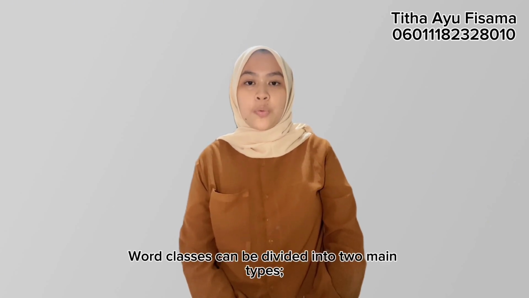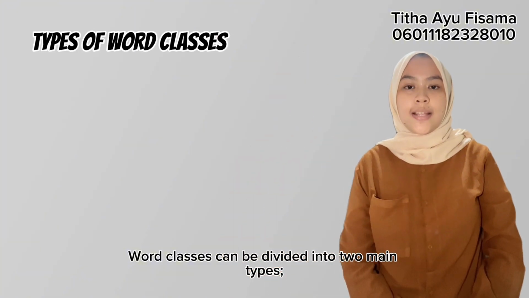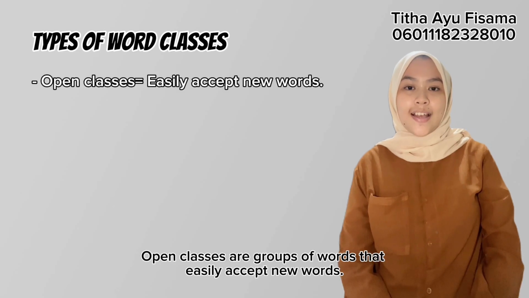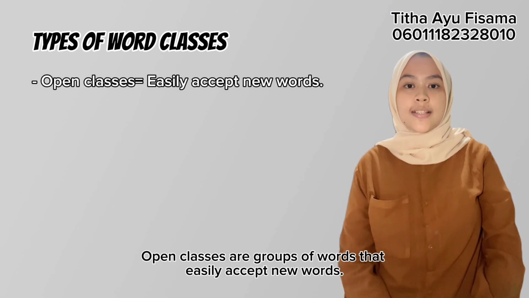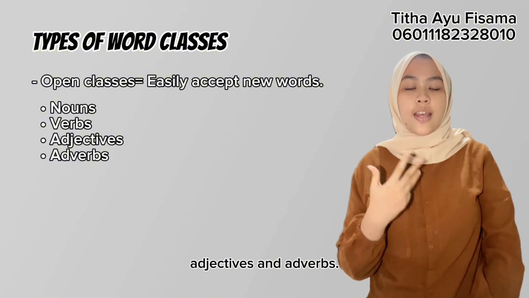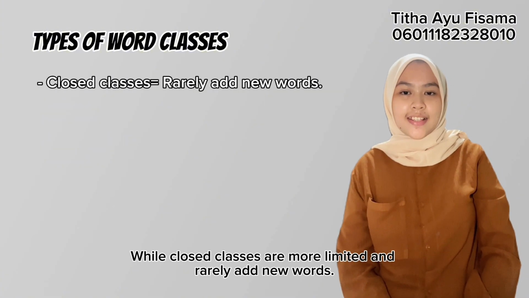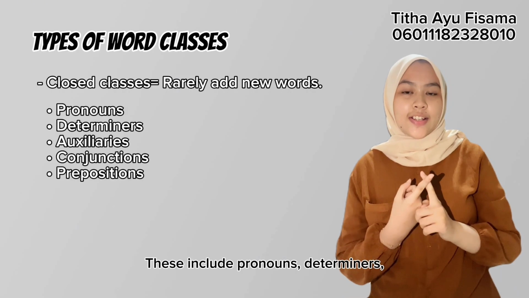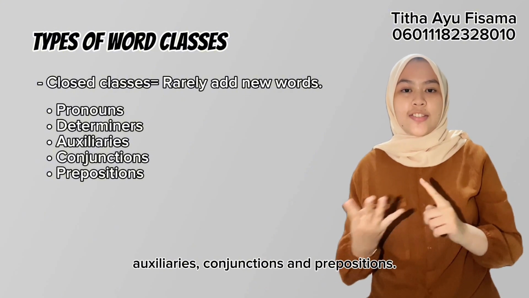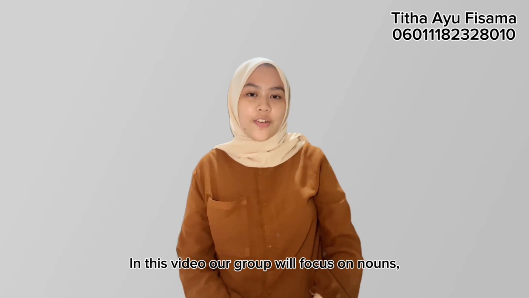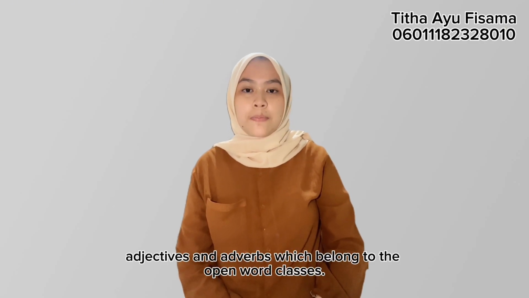Word classes can be divided into two main types: open classes and closed classes. Open classes are groups of words that easily accept new words. This includes nouns, verbs, adjectives, and adverbs. While closed classes are more limited and rarely add new words. These include pronouns, determiners, auxiliaries, conjunctions, and prepositions. In this video, our group will focus on nouns, adjectives, and adverbs, which belong to the open word classes.